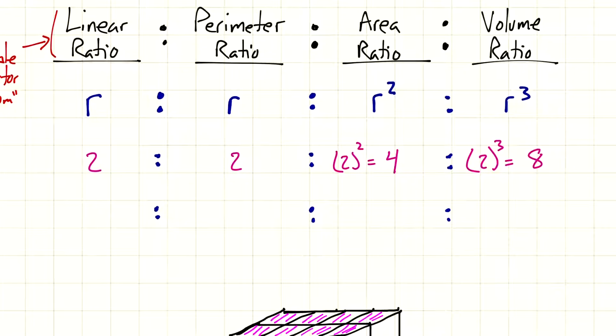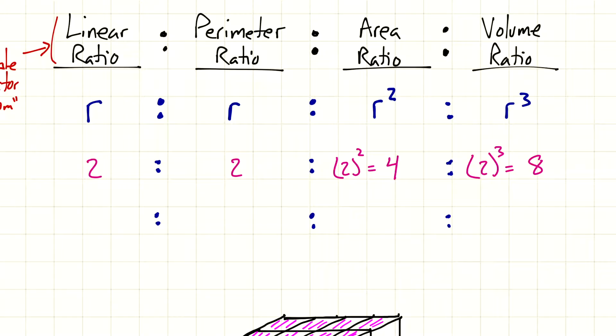All right, and let's do 2 more of these actually. So I'm going to do, let's say, 3. That means we're going to have a perimeter ratio of 3, and 3 squared is going to give us 9. And so the question for you is, what do you think the volume ratio is going to be? Final answer.